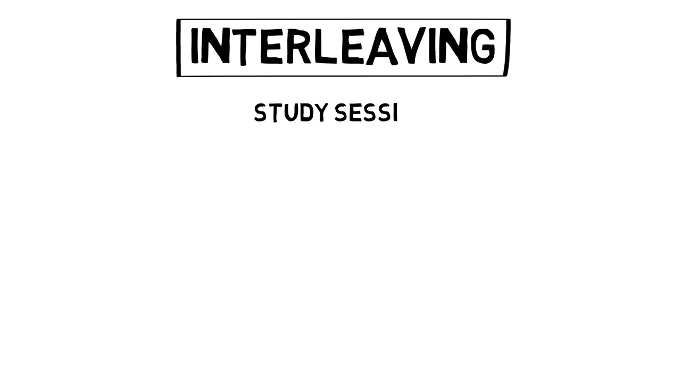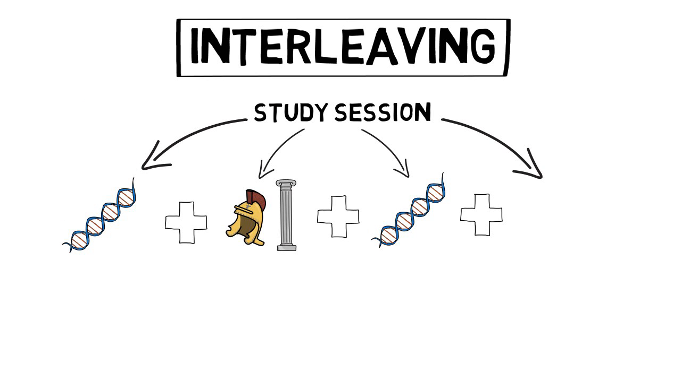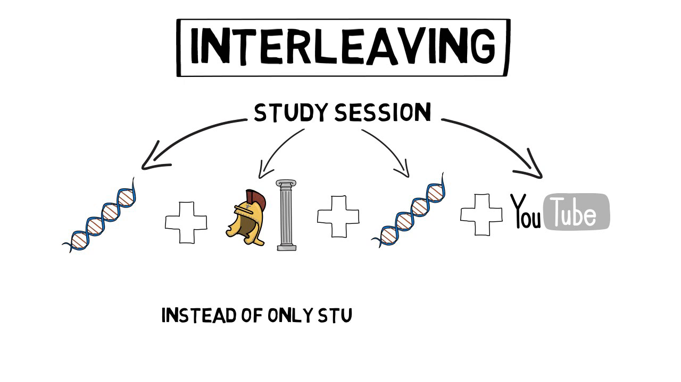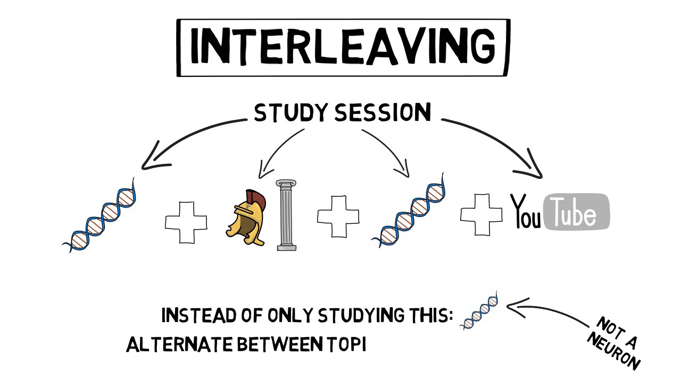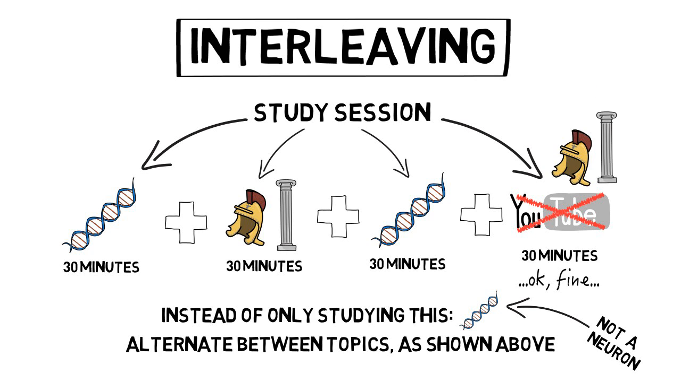This study strategy entails alternating what you study instead of studying one thing at a time. For example, instead of studying the anatomy and function of a neuron thoroughly before moving on to learn about the various types of brain chemicals, alternate between the two topics. Perhaps study the neuron for 30 minutes, and then study brain chemicals for the next 30 minutes, and then repeat.